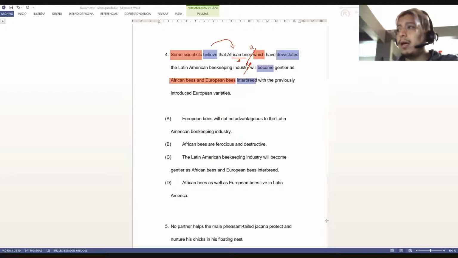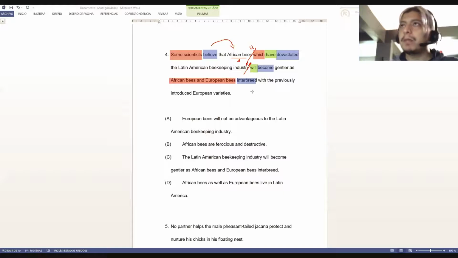So we have a few auxiliaries. We have has, the auxiliary for present perfect. They have devastated the Latin America beekeeping industry. And we have will. The African bees will become gentler as they interbreed with the previously introduced European varieties. So this is a complex sentence.